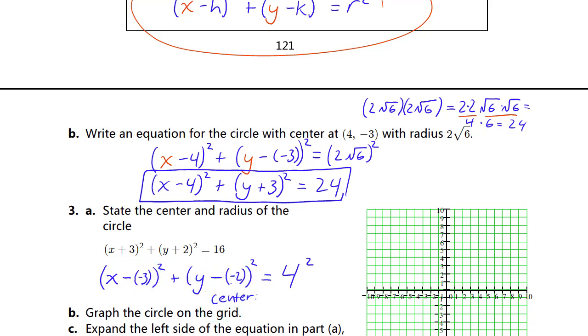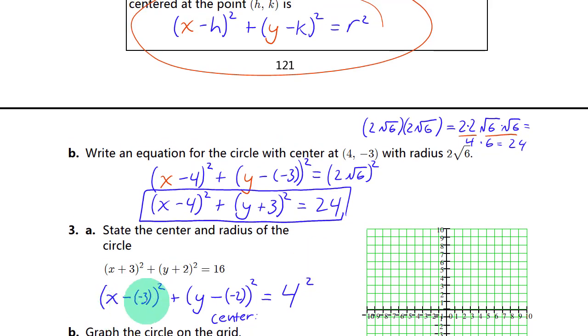So the center is the h and k that are subtracted here. So because this is the same as x minus negative 3, the h is negative 3. And because this is y minus negative 2, the k is negative 2. So the center is negative 3, comma, negative 2. And the radius is 4.